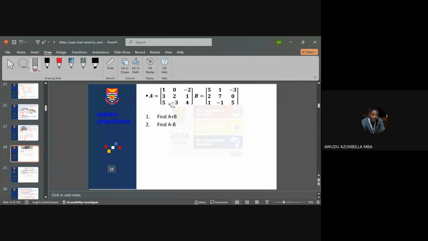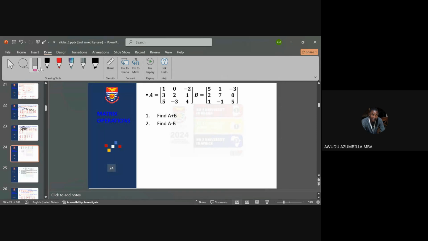It's something simple. You can just do that yourself. Okay. Then you are going to do the subtraction. You are going to do the same thing for the subtraction. You subtract this one from this, and this one from this. While they are the same dimension, the subtraction and addition is not difficult.